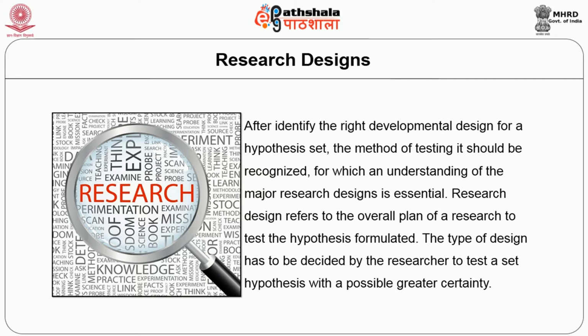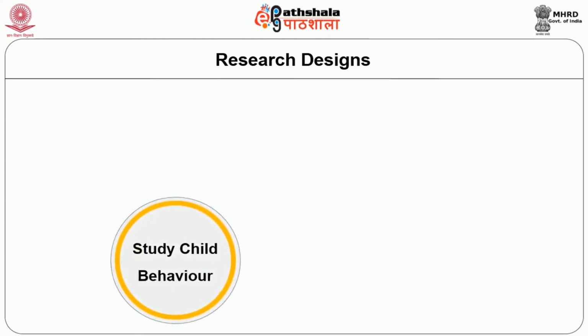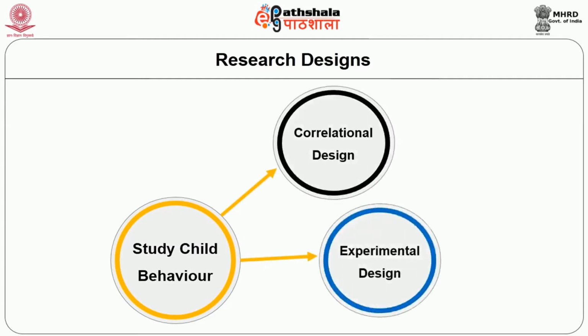Research design refers to the overall plan of a research to test the hypothesis formulated. The type of design has to be decided by the researcher to test a set hypothesis with a possible greater certainty. Generally, two major designs are adopted to study child behavior. They are correlational design and experimental design.